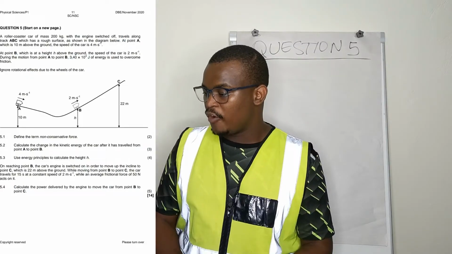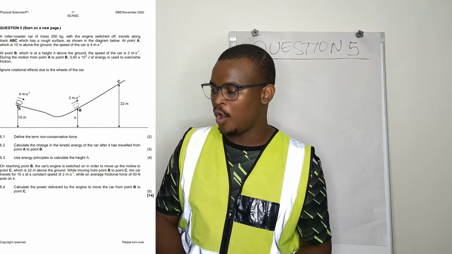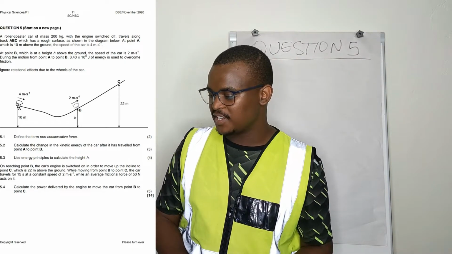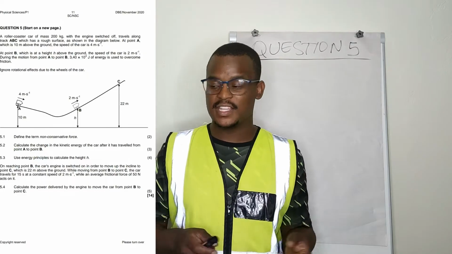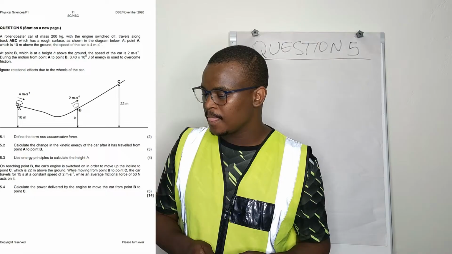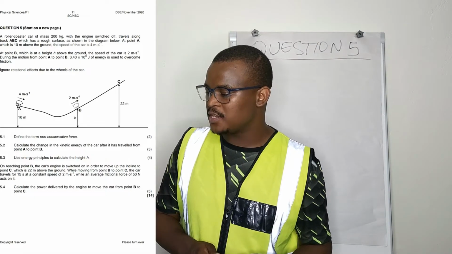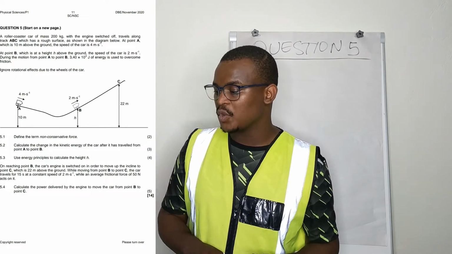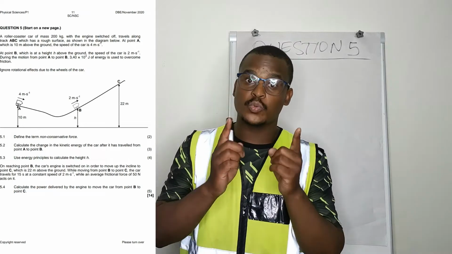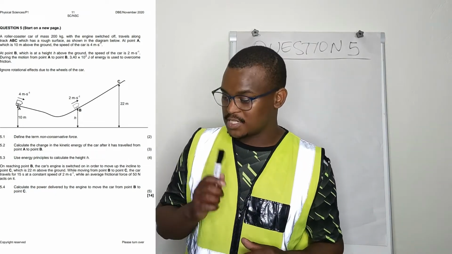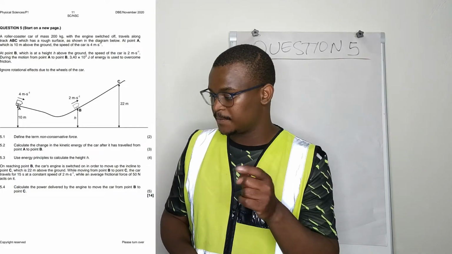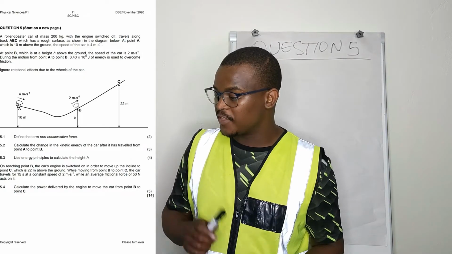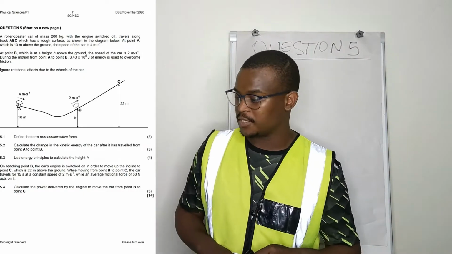A roller coaster car of mass 200 kg with an engine switched off travels along a track ABC, which has a rough surface as shown on the diagram below. You can see the diagram. At point A, which is 10 meters above the ground, the speed of the car is 4 meters per second. So what they are saying is, you have this roller coaster car with a mass of 200 kg, engine switched off, traveling along a track ABC of a rough surface. At point A, 10 meters above the ground, the speed of the car is 4 meters per second. So you have that information.